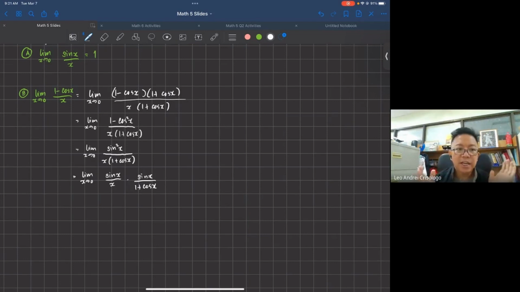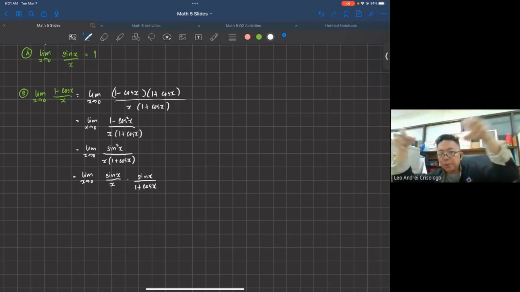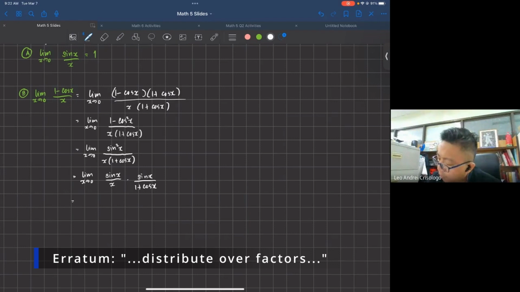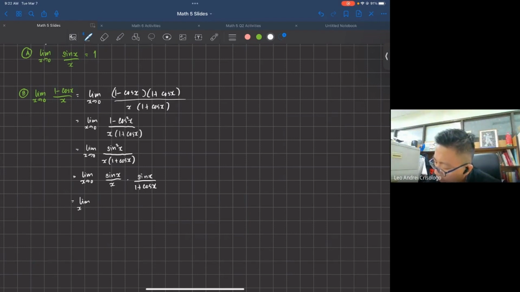So, remember, sa limits, no, pwede natin siyang i-distribute over terms. So, we could rewrite this as limit as x approaches 0 of sine x over x times limit as x approaches 0 of sine x over 1 plus cosine x. What can we say about yung left na term? Yung limit, okay, it's 1. No, not term, left na factor. So, this goes to 1. Tignan natin yung second na factor.